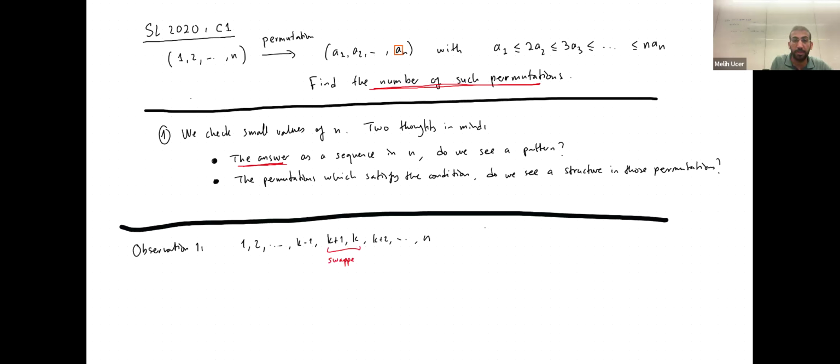This permutation, if you take this as a1, a2, an, satisfies. But if you keep swapping, then it will not work. For example, if these two are consecutive, k and k plus 2, and I swap them, they are consecutive here in the permutation, but they're not consecutive numbers, so it will be a problem. Something like this.